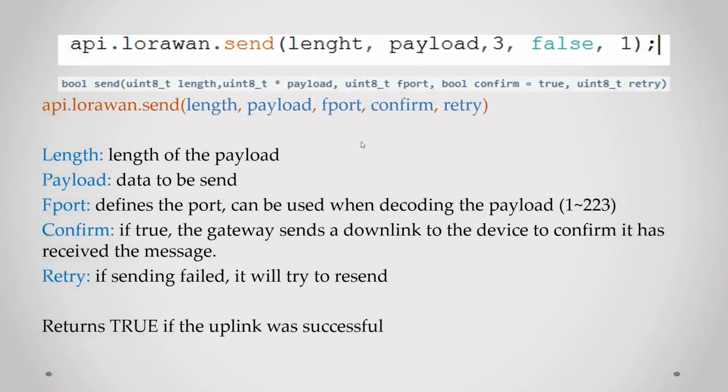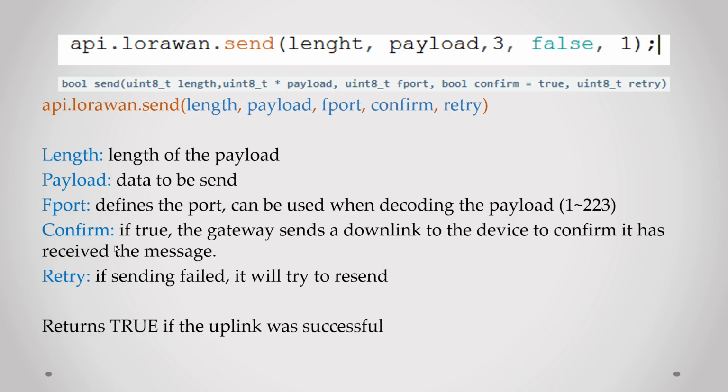So we just append 2 to the payload variable, and then the payload variable is later sent. So here we send the data. We use this function api.lorawan.send with length, payload, port, confirm and retry. Length is basically the length of the payload. The payload is the data to be sent. The fport defines a port, and that can later be used when decoding the payload. This can be handy when you're trying to send different types of data at different times. Then it might be useful to use different ports for that.